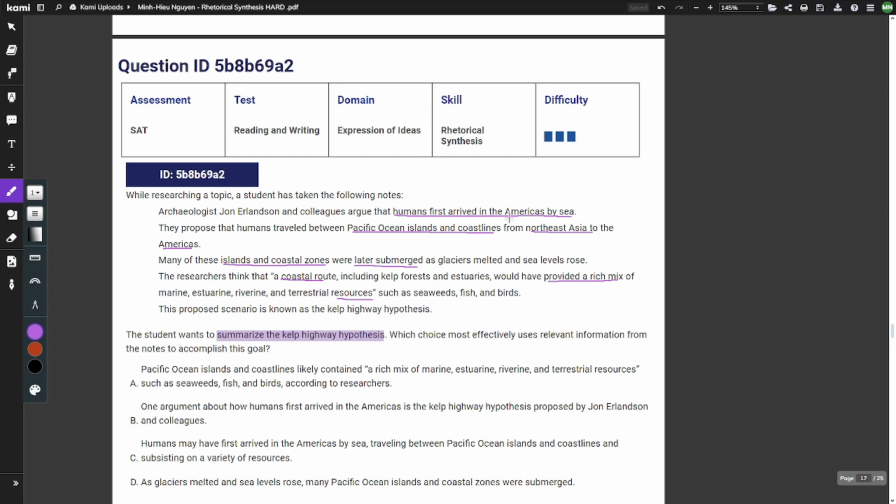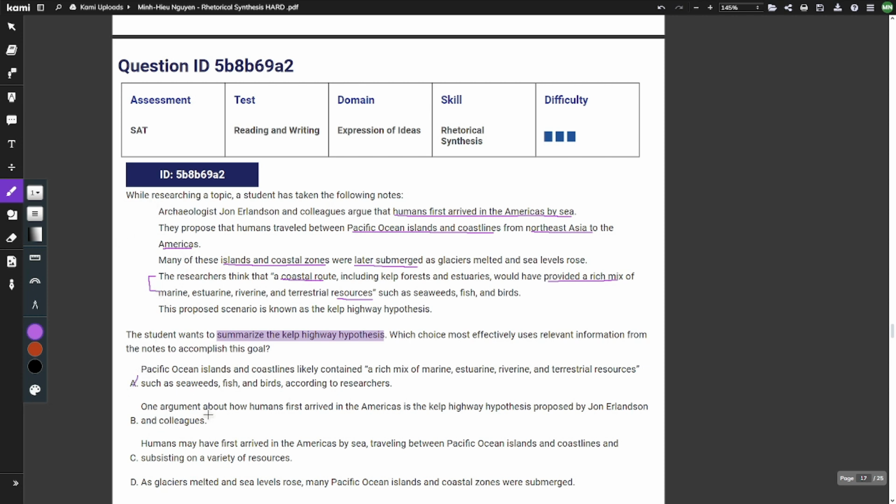Humans first arrived in the Americas by going through the Pacific Ocean islands and coastlines, and these islands were later submerged. And along this route, there was a rich mix of resources. So let's look at our answer choices and see what best matches that description. So this one, A: Ocean islands and coastlines likely contain a rich mix of marine, estuarine, riverine, and terrestrial resources such as seaweeds, fish, and birds, according to researchers. So this just talks about this one point right here. It doesn't talk about the whole thing, so it's not A.